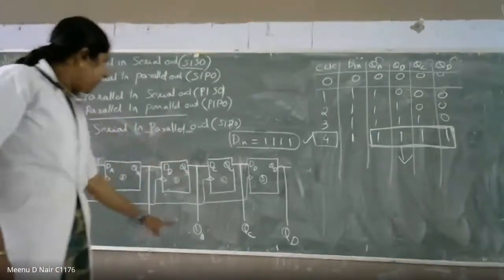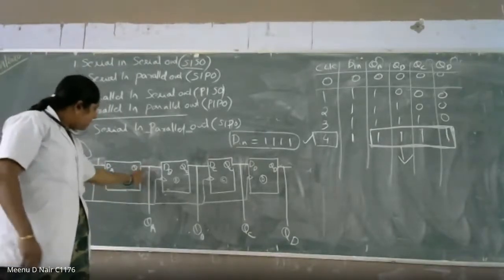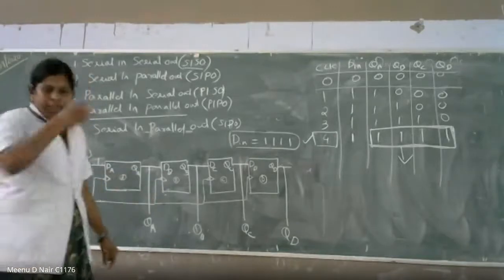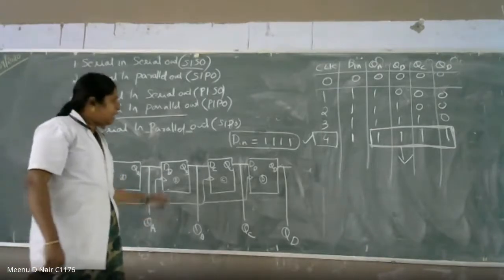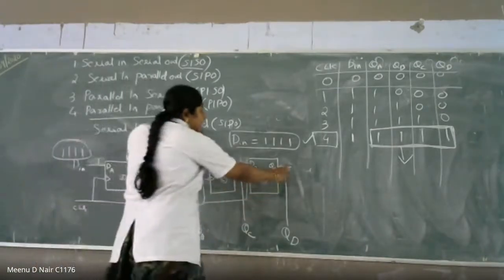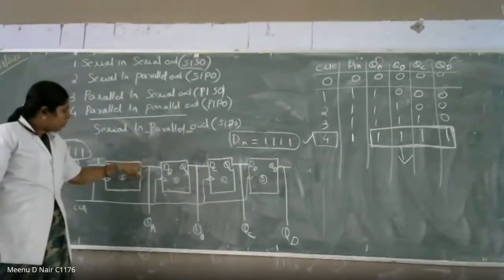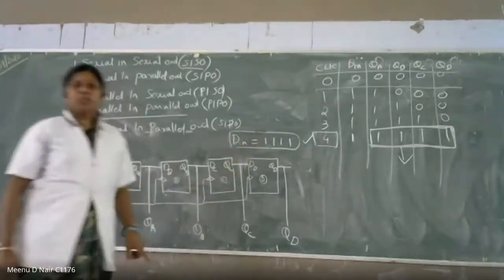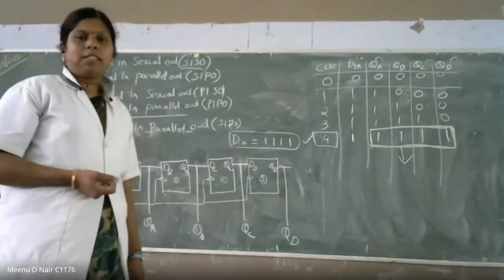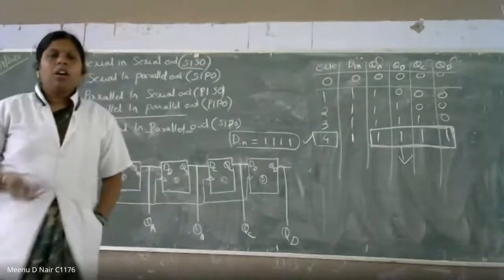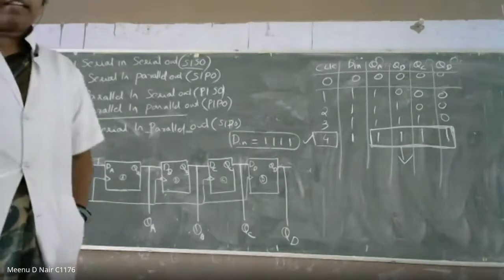The circuit diagram, everything will be the same. In parallel out, the only thing is you are taking the output from here. This is the external connection. While doing the experiment, we connect this to an LED. In serial out, you connect one LED to QD only. But in the parallel output, you connect LEDs to all of QA, QB, QC, and QD. That means you are extracting output from each and every flip-flop, instead of a single flip-flop. Is that clear?